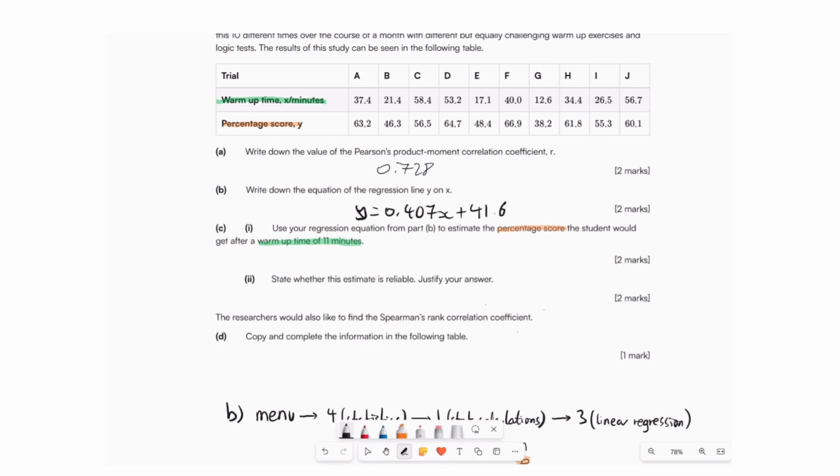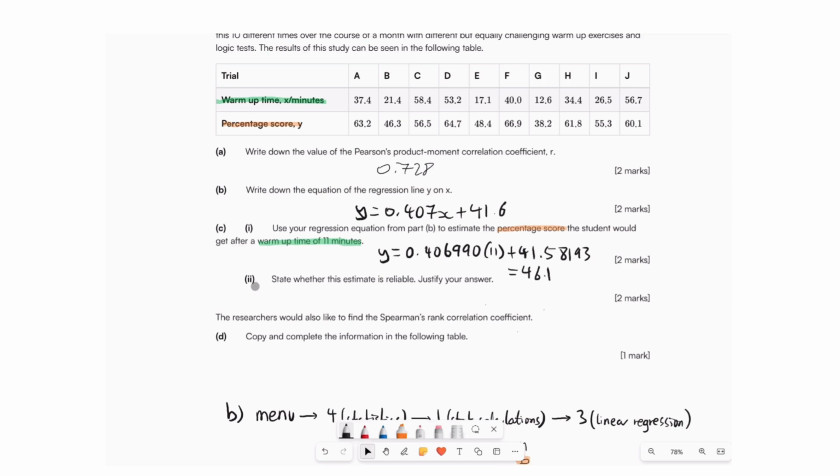Now, I want to remind you that when you are carrying out equations from numbers that you've rounded, always try to keep those numbers with as many digits as possible, because you will lose accuracy if you calculate with the rounded version. So if I were to do this, you'd want to do y is equal to 0.406990 by 11, because that's your x, plus 41.58193, and that should hopefully give you 46.1 rounded to 3 significant figures.